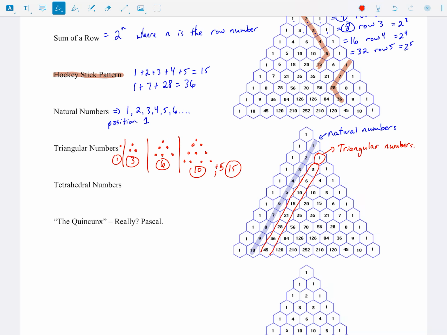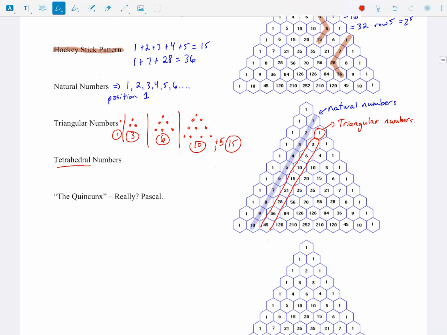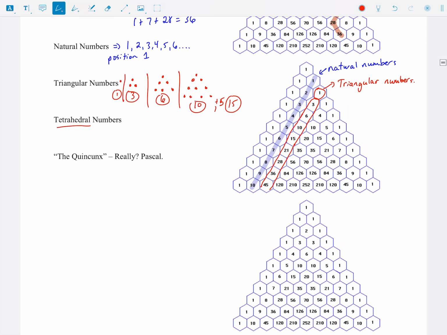All right, this Pascal's triangle is ridiculously fun. I'm going to leave tetrahedral numbers up to you if you'd like to learn about what they are. It's a fun little change on it and see if you can understand the concept. But first look up what a tetrahedral number is and then see if you can find it on Pascal's triangle. The last thing I bring up is the quincunx. I don't know how to say that properly, but it's just a funny thing to talk about.